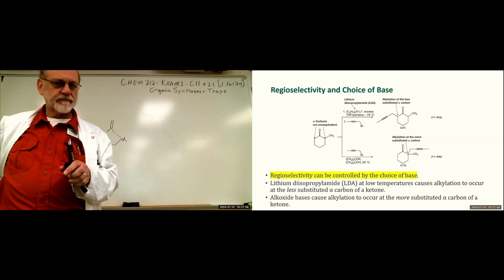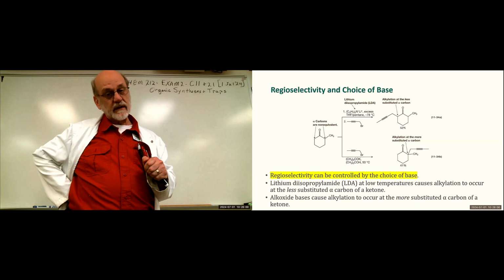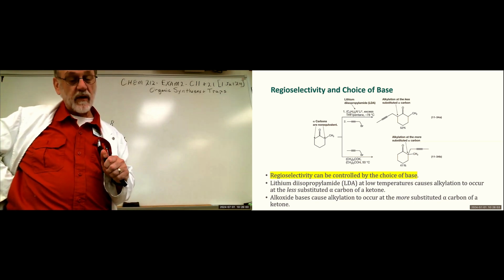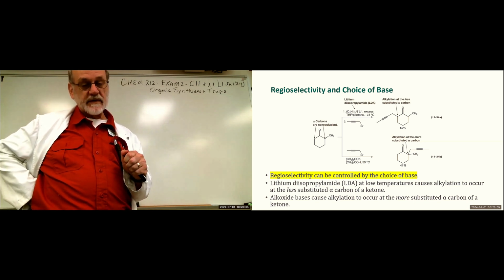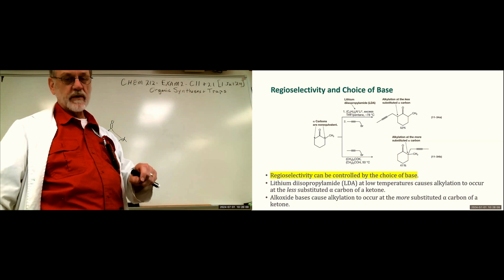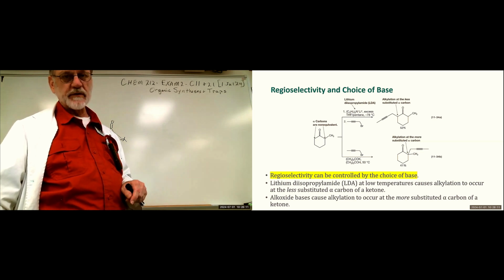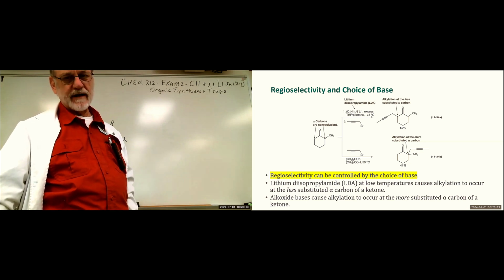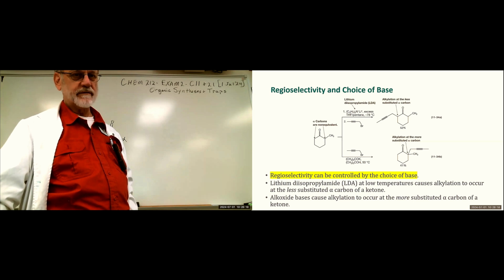Alkoxide bases. Well, now it's going to make me a liar. Alkoxide bases tend to substitute on the alpha carbon of the more substituted ketone. So there must be another explanation. Let's see what it is.